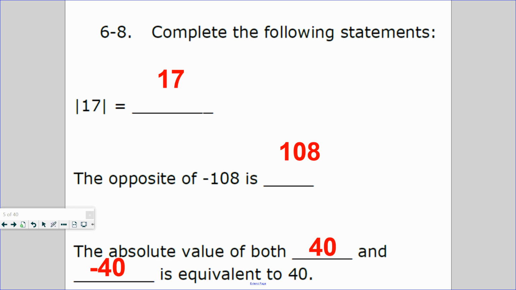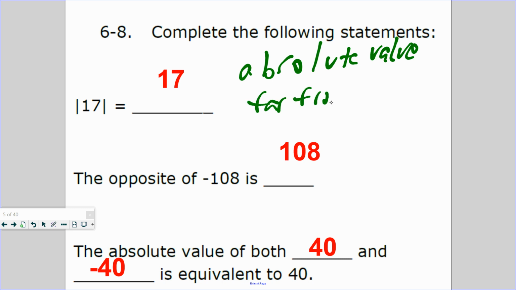6 through 8. Complete the following statement. The absolute value of 17 is 17. What is absolute value again? In case you have forgotten, absolute value is how far from 0. The distance from 0 is 17 units from 0. So how far from 0?